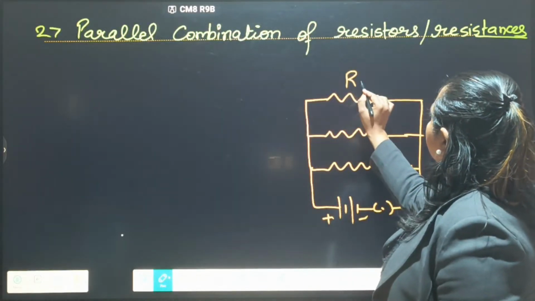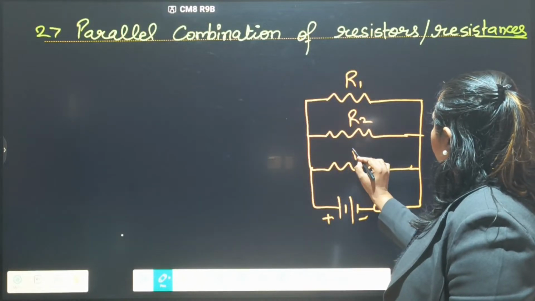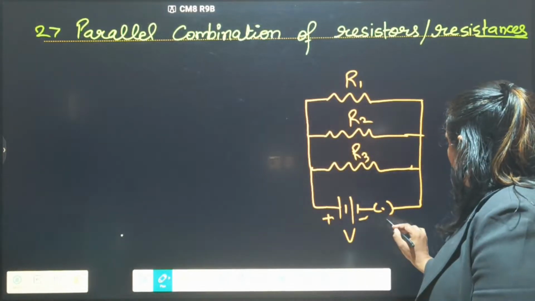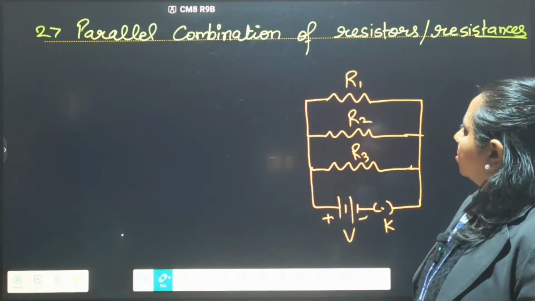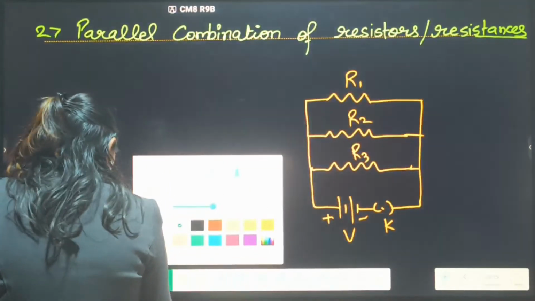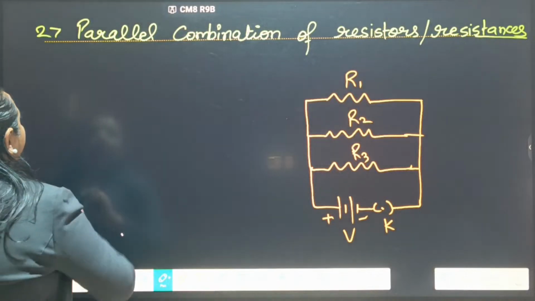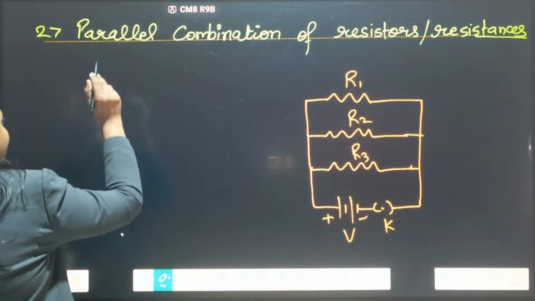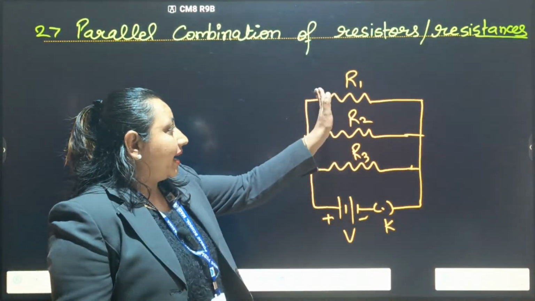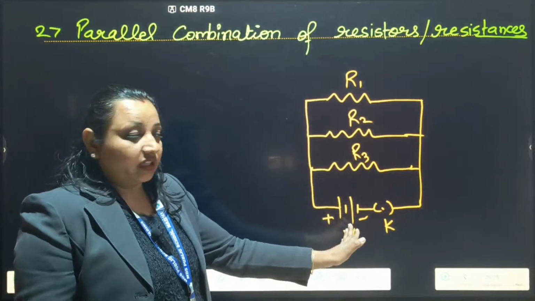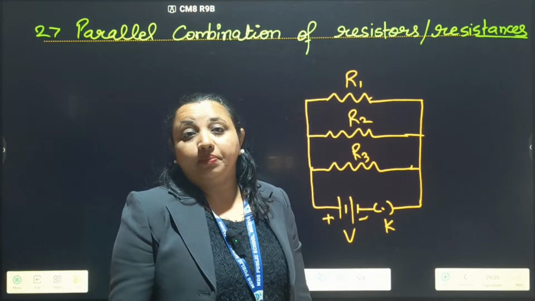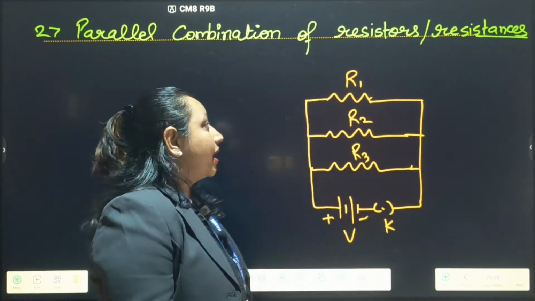This is a resistor having resistance R1, this is R2 and this is R3 connected with the battery, okay, and a key. So when the resistors are connected one to one with the battery, then this combination is known as the parallel combination. One to one, that means one end of all the resistors are connected with the positive terminal and the another end of all the resistors are connected with the another terminal of the battery. Then this combination is known as parallel combination.